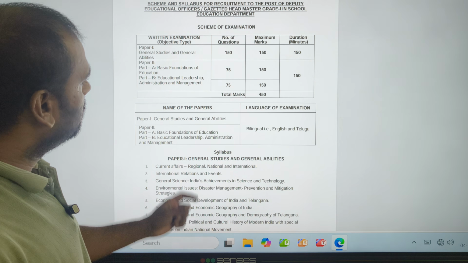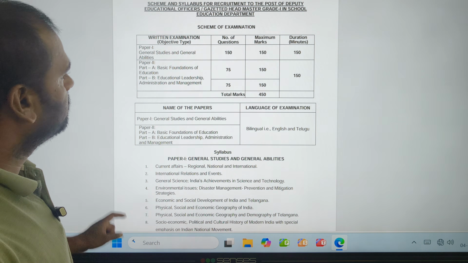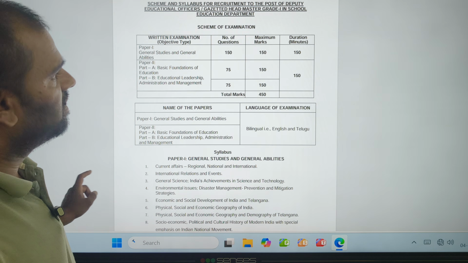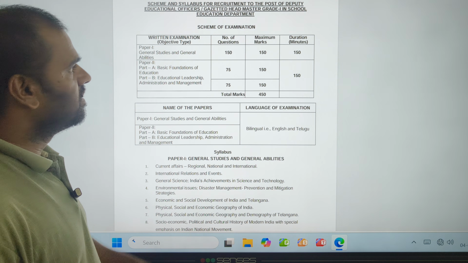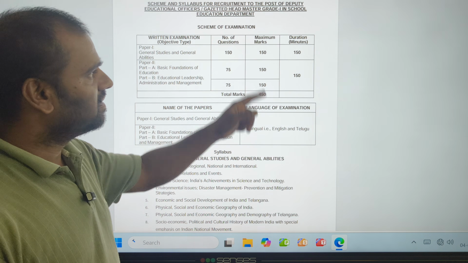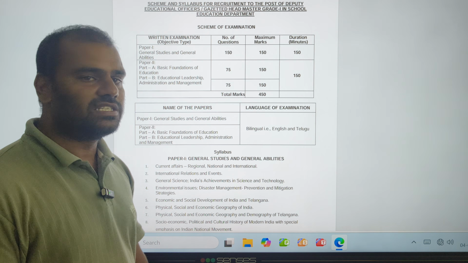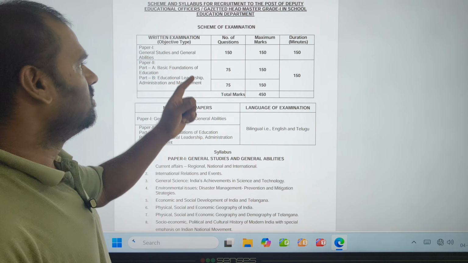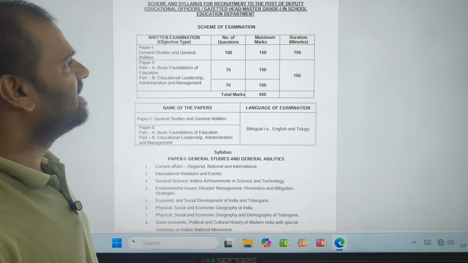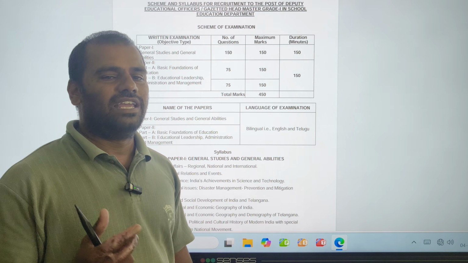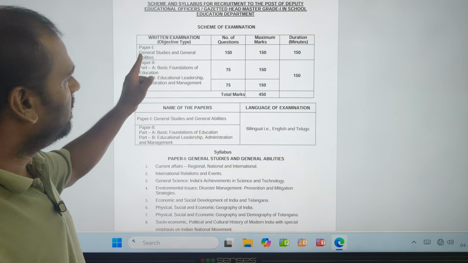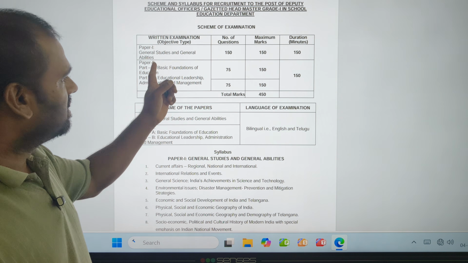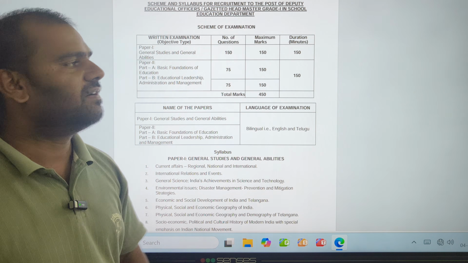In this video we are going to understand the scheme and syllabus for recruitment to the post of Deputy Educational Officers, Gazetted Headmaster Grade 1 in the School Education Department. So let's see now the scheme of examination. How is the examination going to be for this post? A written examination which consists of only objective type of questions.